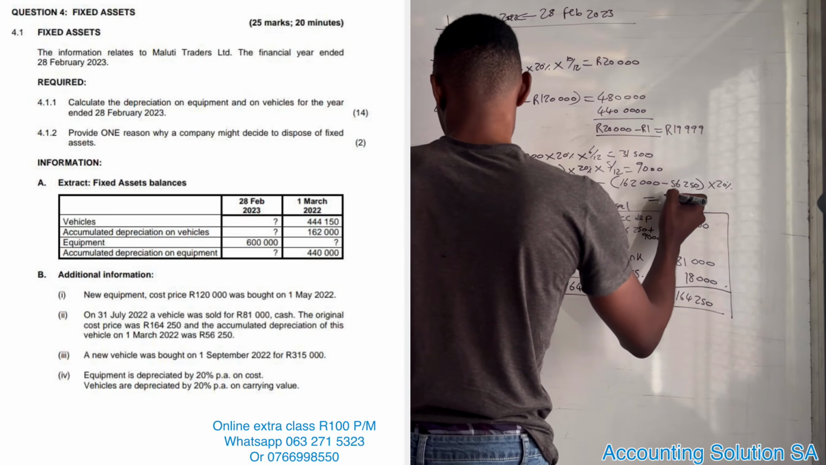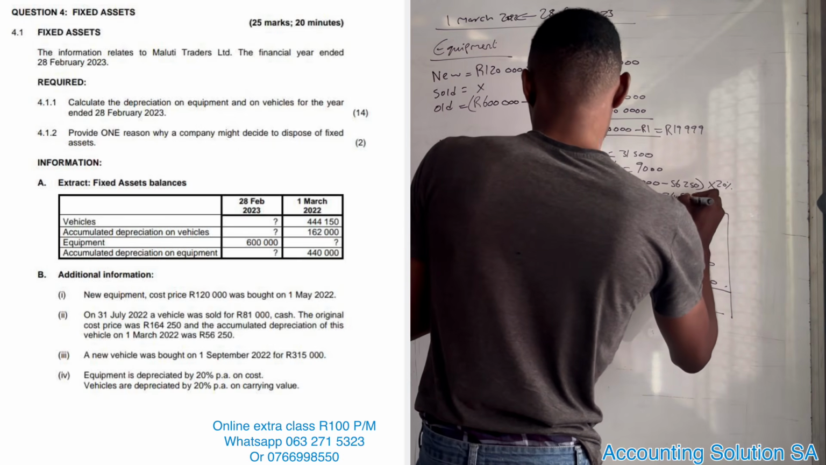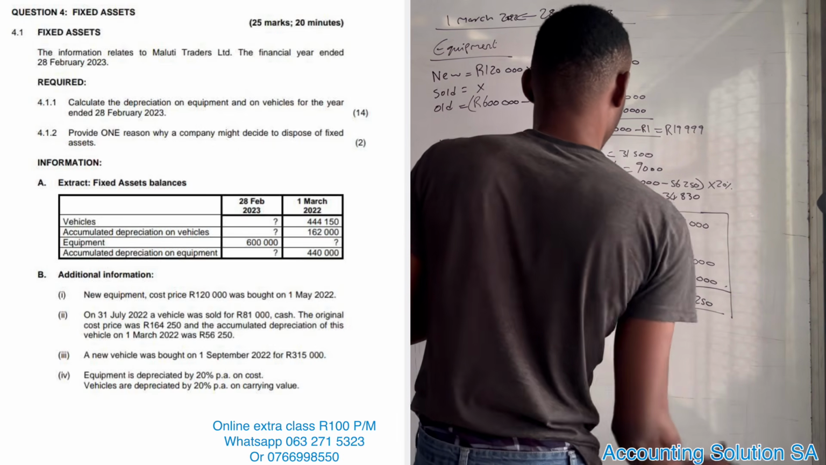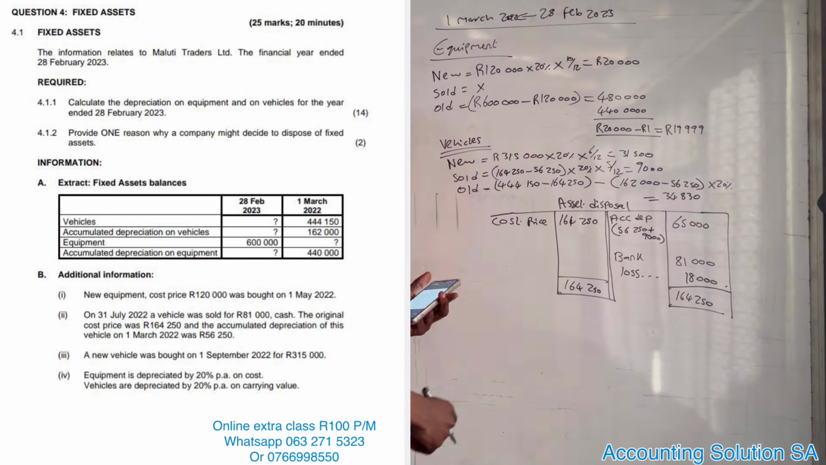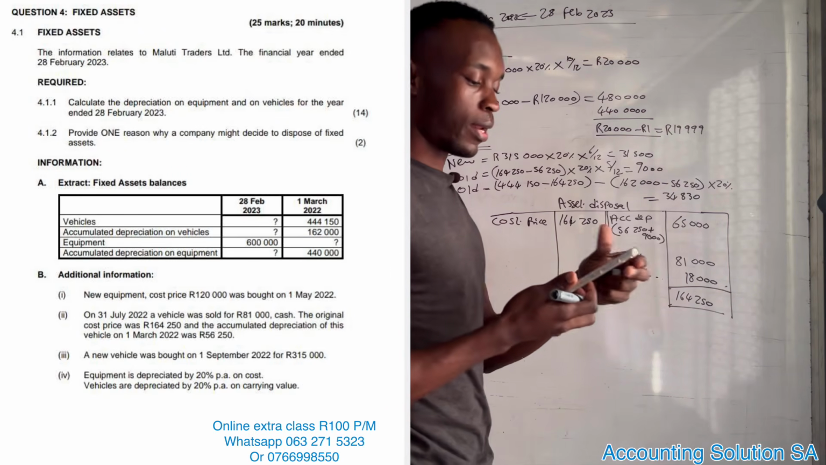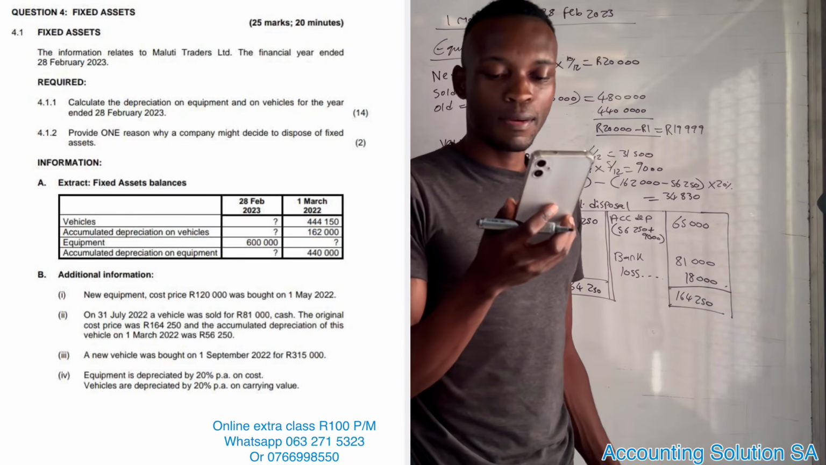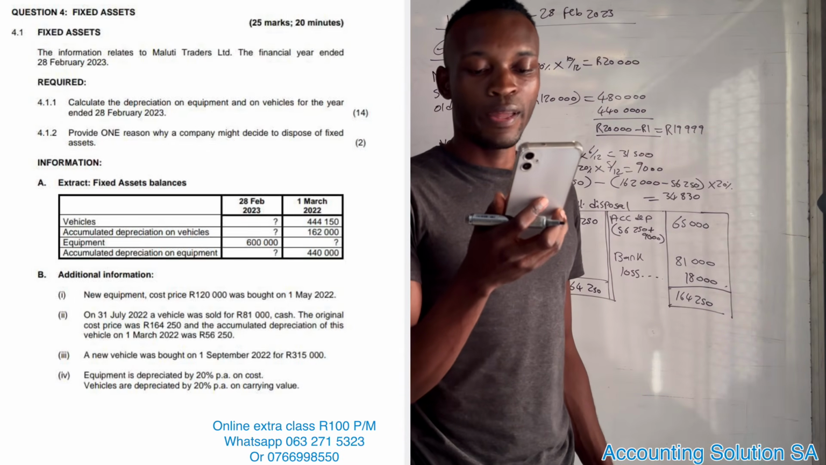If you do this calculation, you're going to get 34,830. Simple stuff. That's how we calculated all this depreciation. All right. The next question, guys, said provide one reason why a company might decide to dispose of a fixed asset.